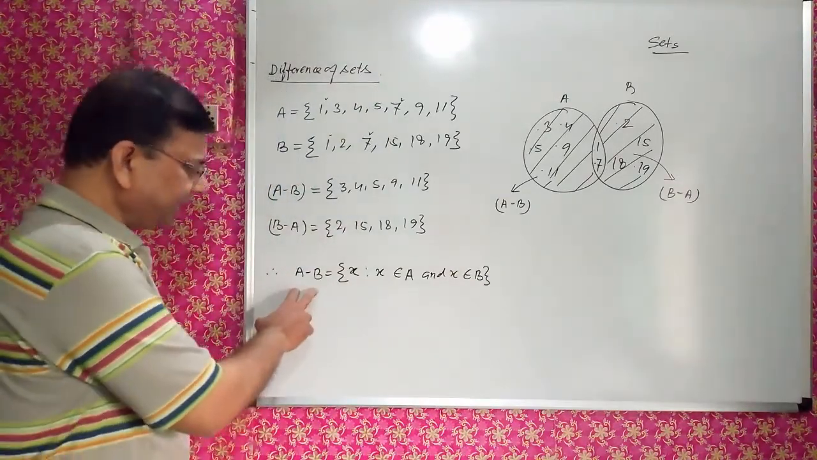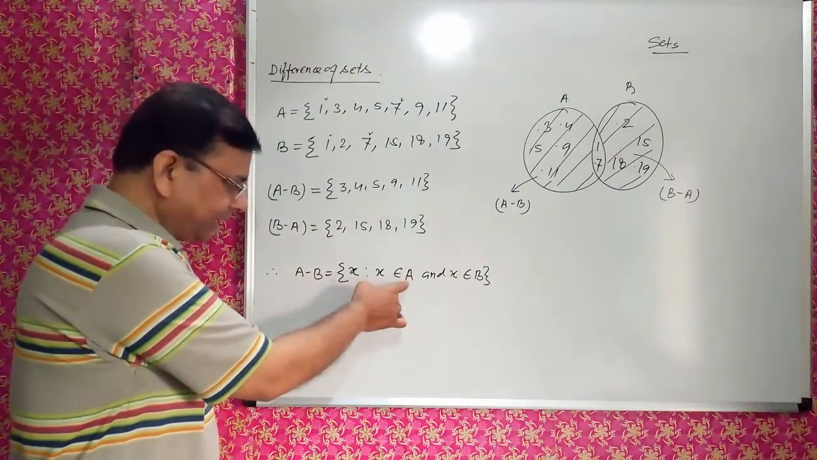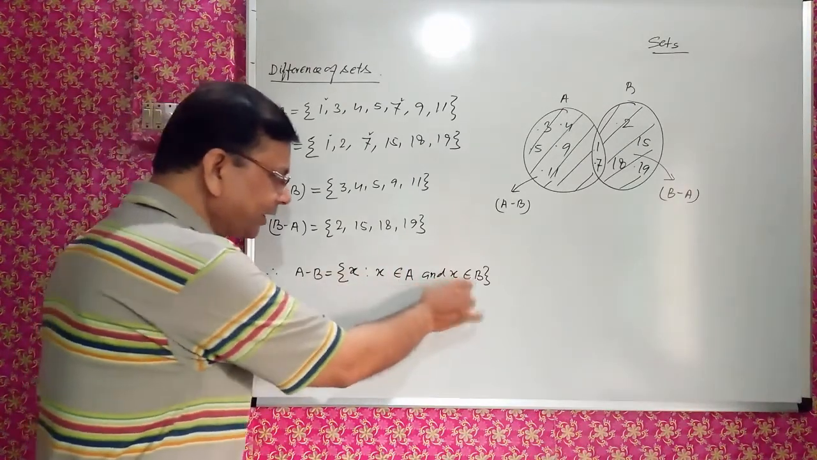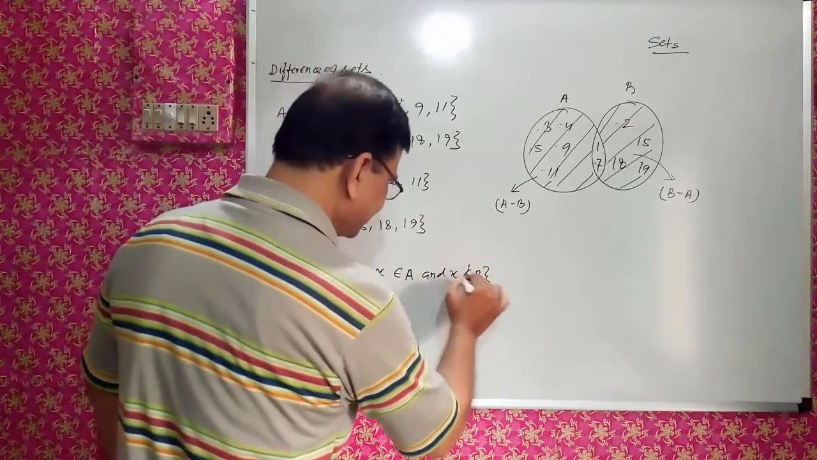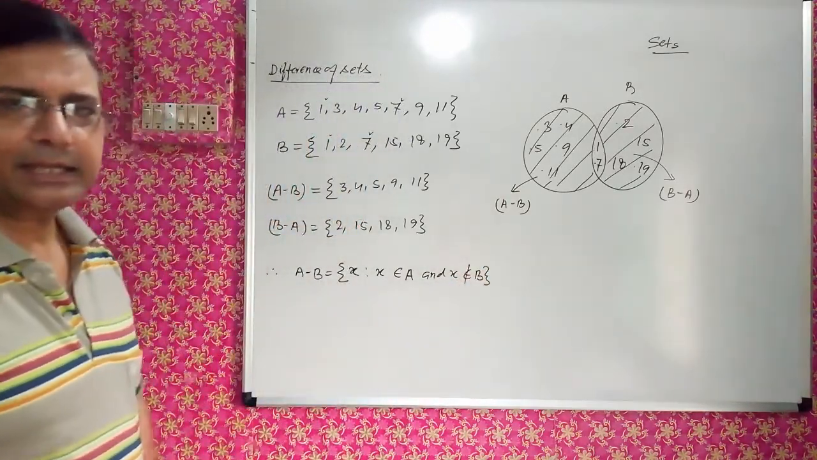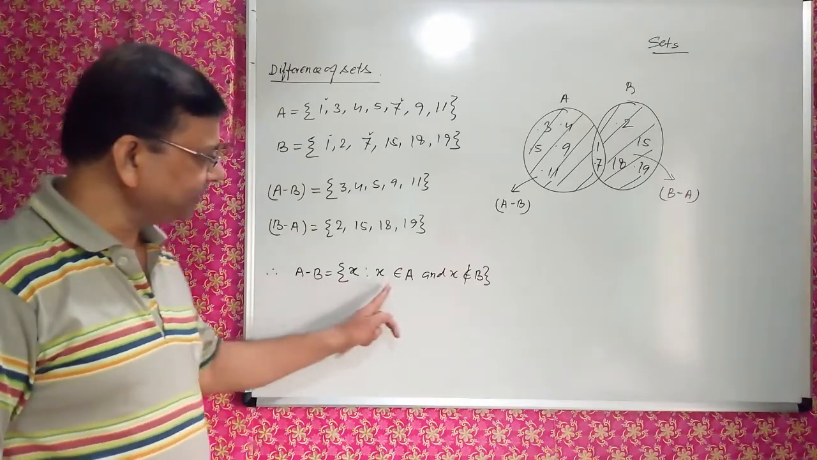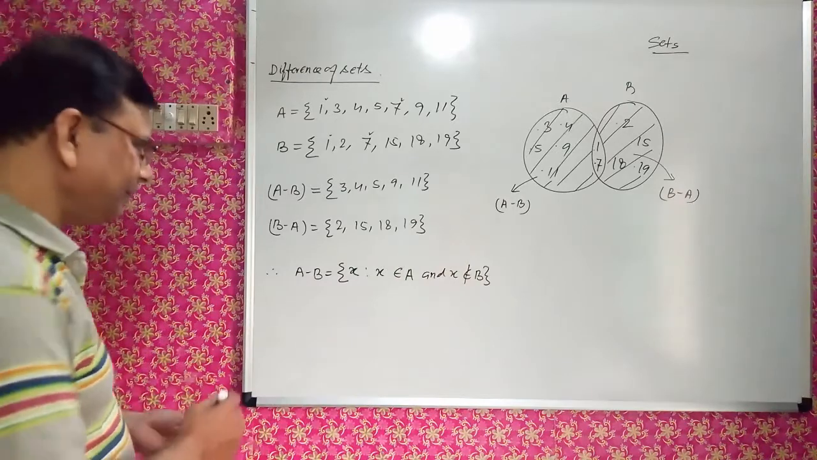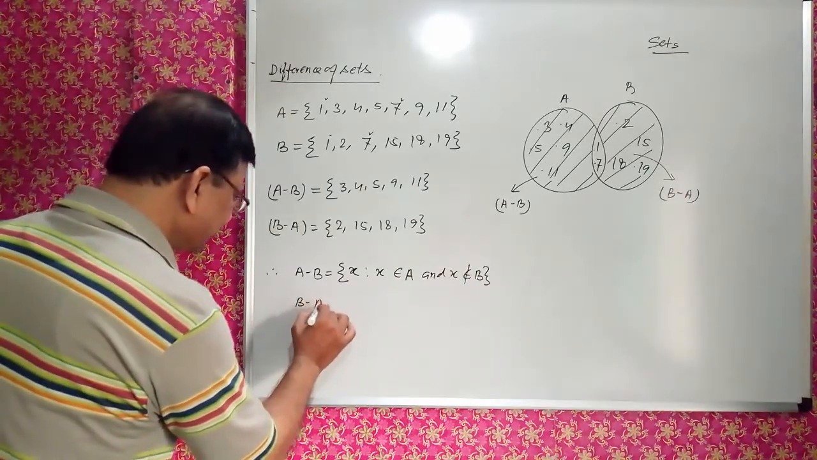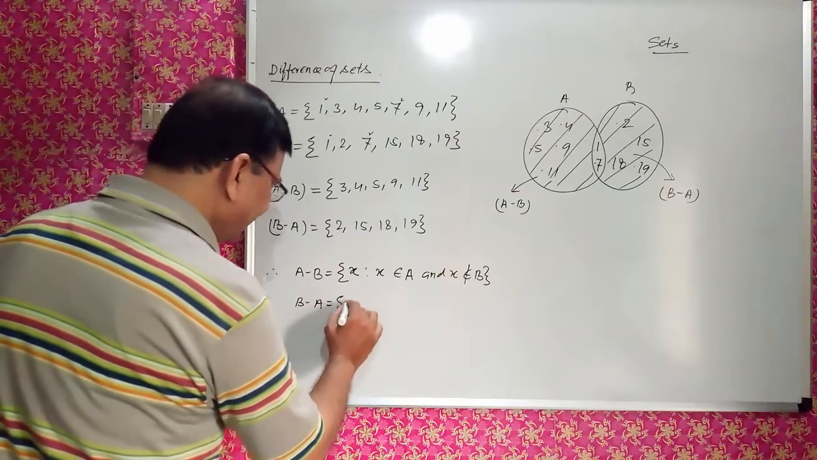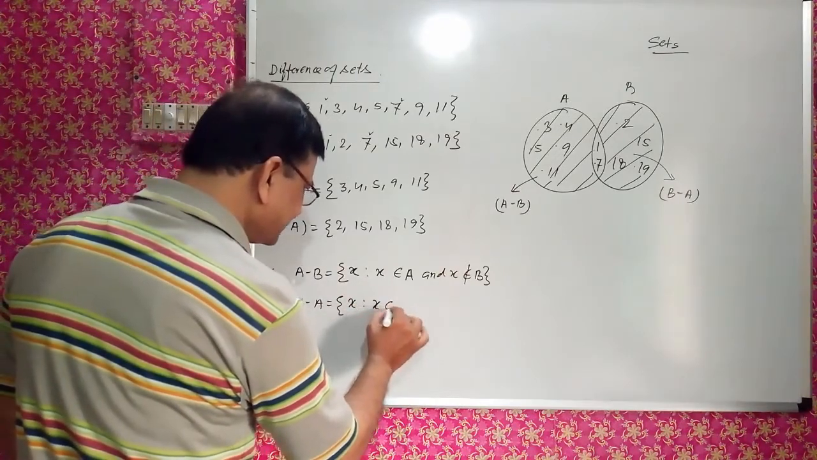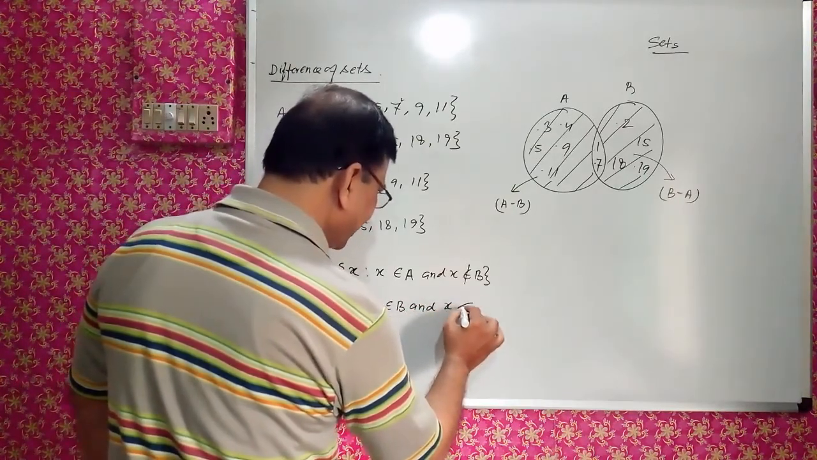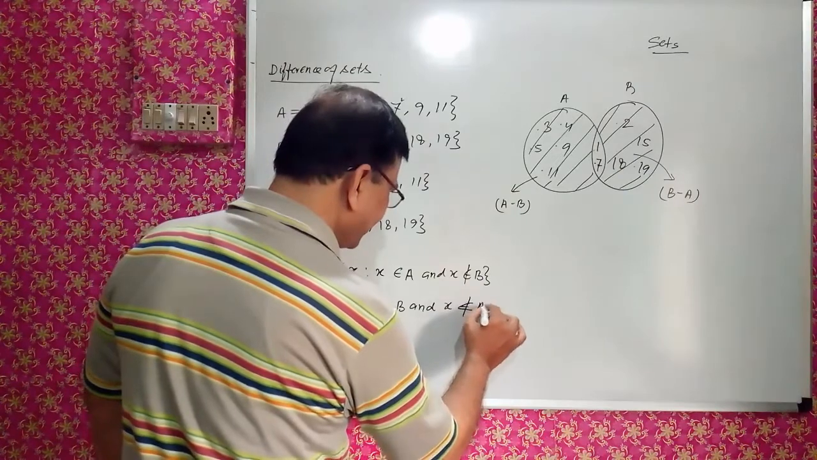So we will take in A minus B those elements of A. This sign is for elements of. Those elements of A which are not there in B. This is not the element of B, right? So A minus B is X such that X is the element of A, but X is not the element of B. Similarly, if I have to write B minus A, then X such that X is the element of B and X is not the element of A.